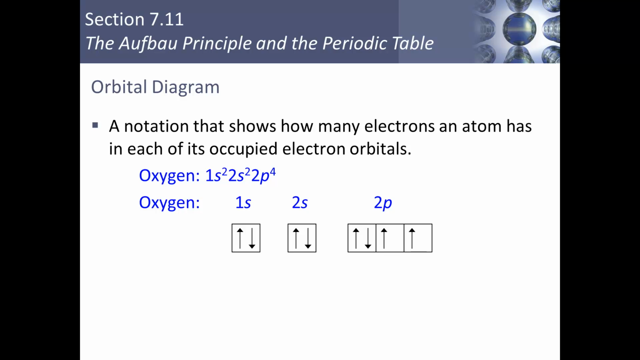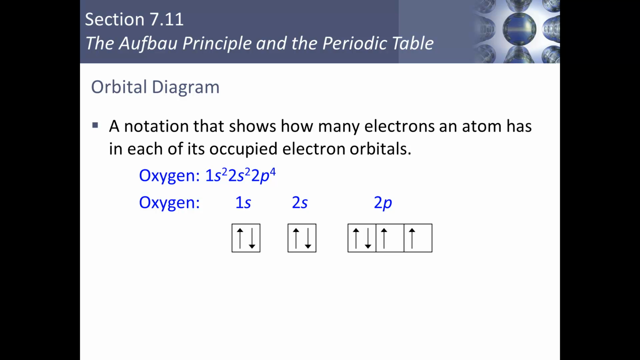If we rewrite that in an orbital box diagram, where we show how many electrons an atom has in each of its occupied electron orbitals, we see 2 electrons in our 1s orbital of opposite spin, 2 electrons in our 2s orbital of opposite spin.